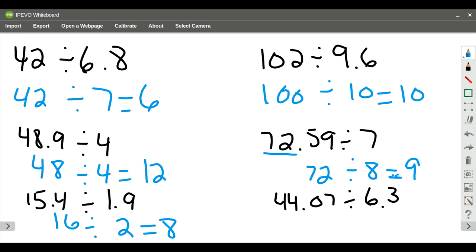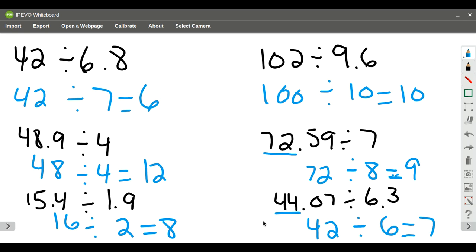And then the last one I'm going to do, 44.07 divided by 6.3. I'm going to take 6 and I'm going to leave it alone. And then I'm going to take 44.07 to 42 because if I look at 44 in relation to 6, a math fact of 6 that's near 44 is going to be 42. So 42 divided by 6 is going to be 7.